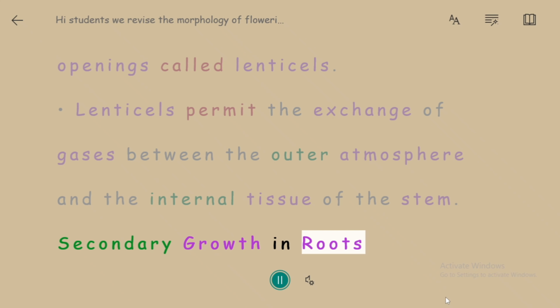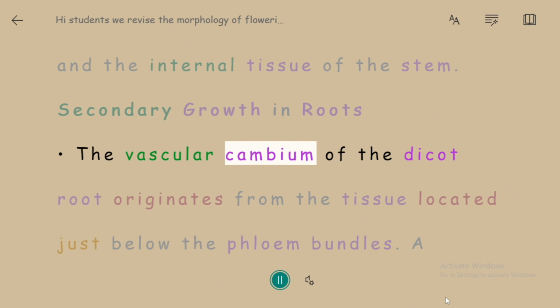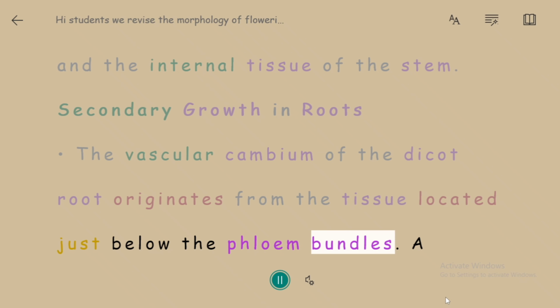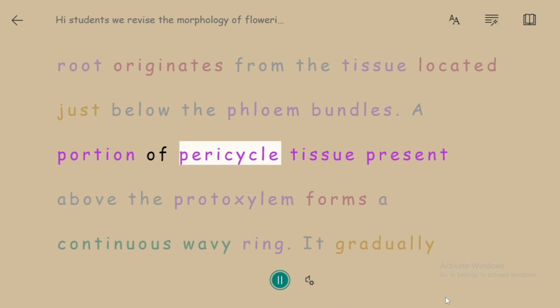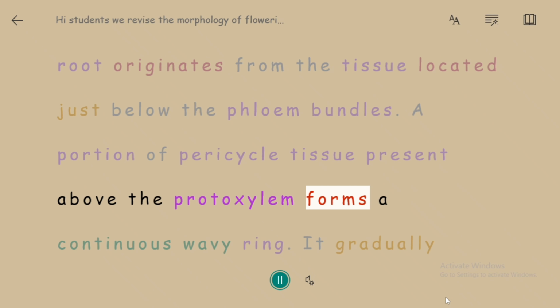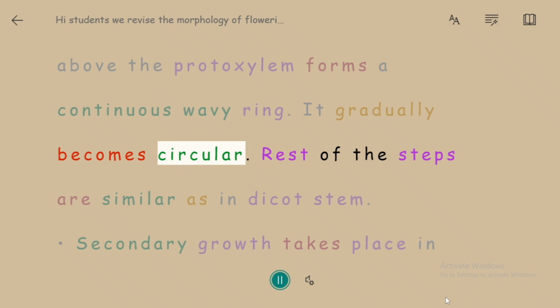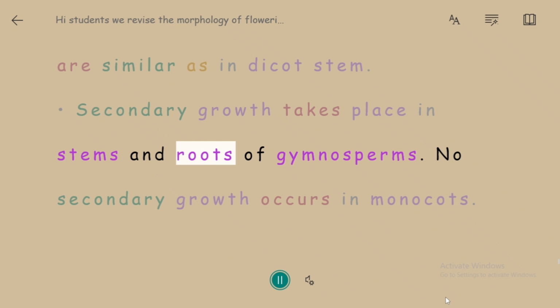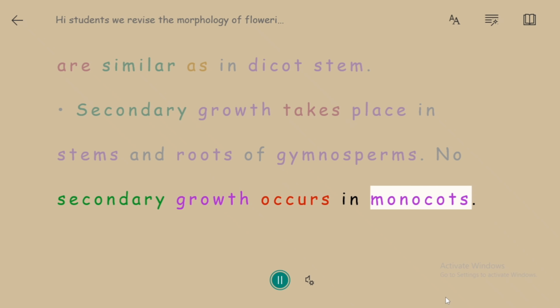Secondary growth in roots. The vascular cambium of the dicot root originates from the tissue located just below the phloem bundles. A portion of pericycle tissue present above the protoxylem forms a continuous wavy ring. It gradually becomes circular. Rest of the steps are similar as in dicot stem. Secondary growth takes place in stems and roots of gymnosperms. No secondary growth occurs in monocots.